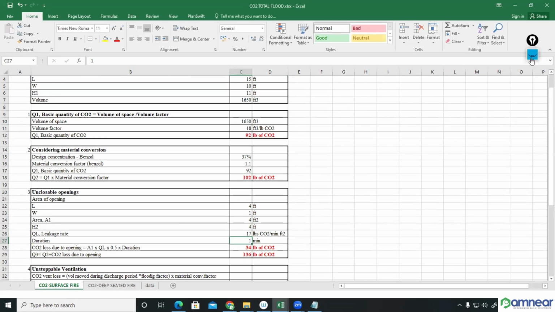Okay. Then how much value you will be getting? Carbon dioxide loss due to the opening, A1, area. Area is how much? 4 into 1, 4 feet square, multiplied by QL, leakage rate, how much? 17. Okay. Into 0.5. I will explain why we are taking this 0.5. 0.5 into duration. Duration, that is 1 minute only. If it is 2 minutes, you can take 2 minutes. Okay. Why we are taking this 0.5? Because half the value only we are taking. Leakage, we are multiplying with a half.